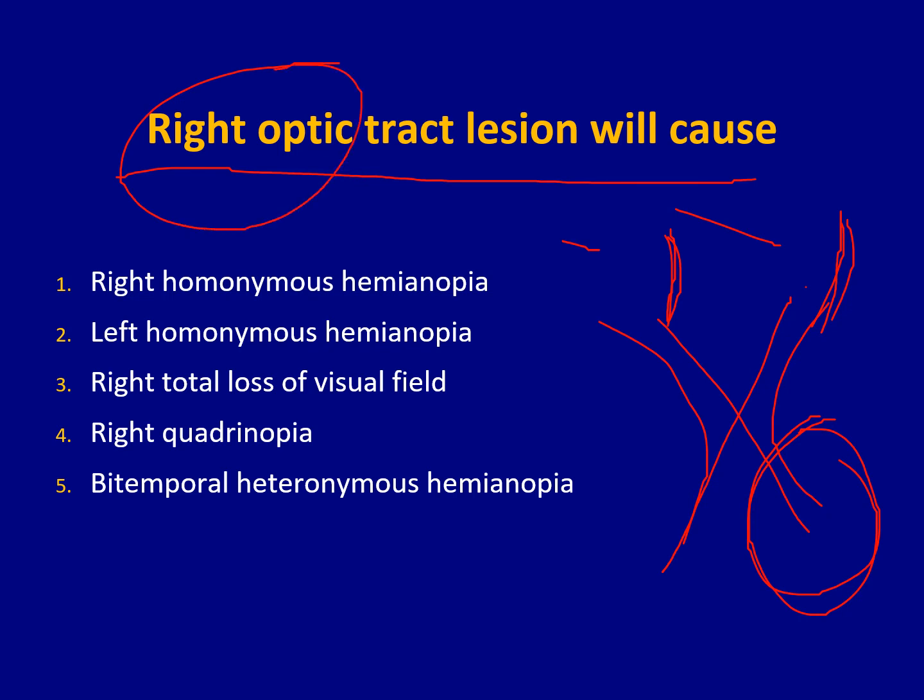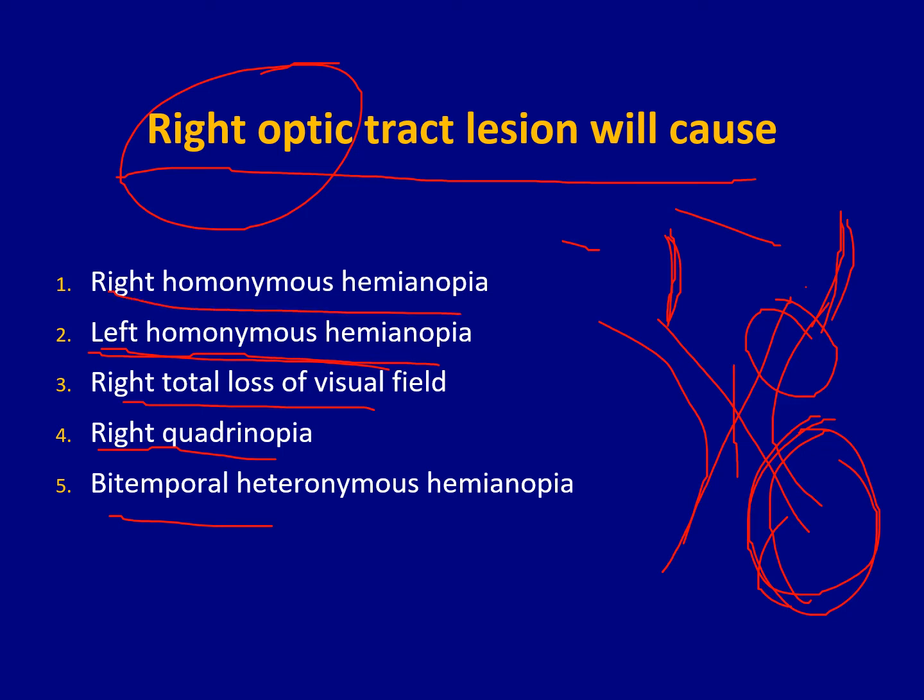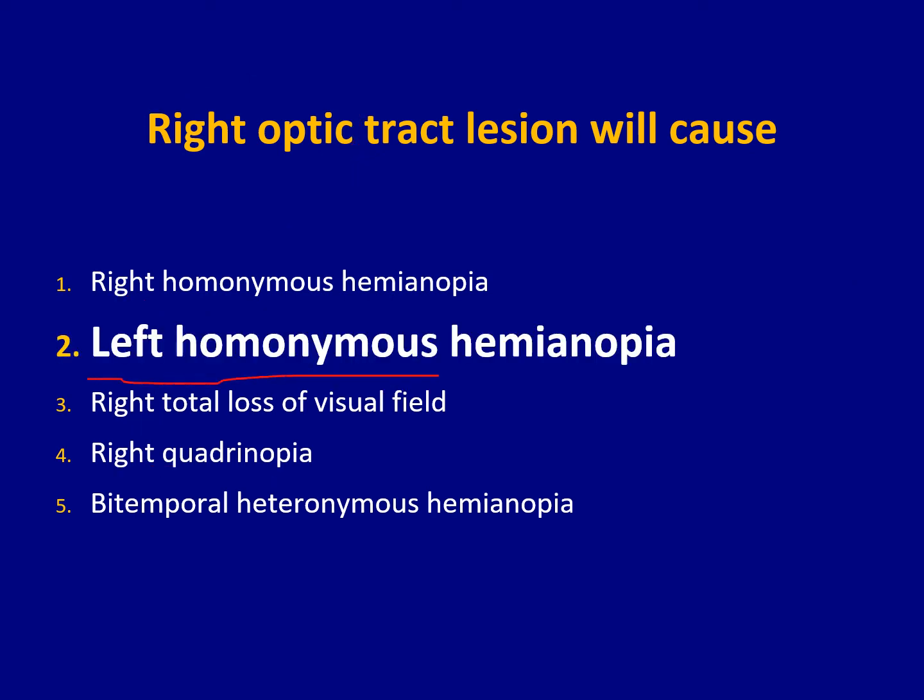Right optic tract causes right homonymous hemianopia, left homonymous hemianopia, right total loss of visual field, right quadrantanopia, bitemporal heteronymous hemianopia. Bitemporal is only when the lesion is in the middle. Quadrantanopia is only when the lesion is more posterior. Right total loss of vision is when the optic nerve part is involved. Left homonymous hemianopia, the right optic tract lesion causes opposite, so that would be the right answer. Right homonymous hemianopia is not a probable answer, so my answer will be number 2. Left homonymous hemianopia is the answer.